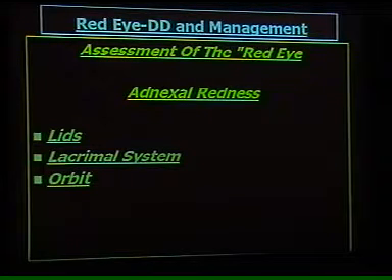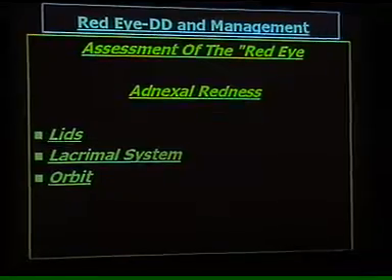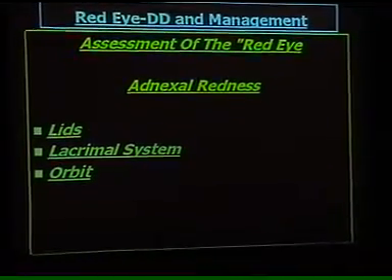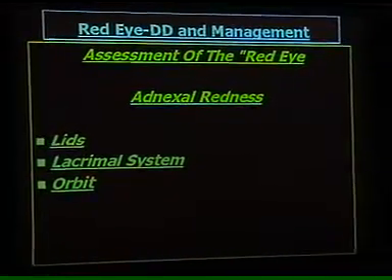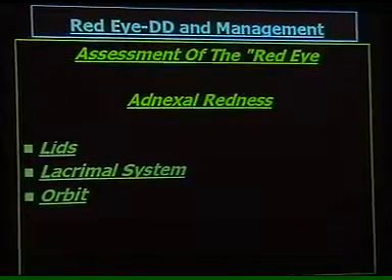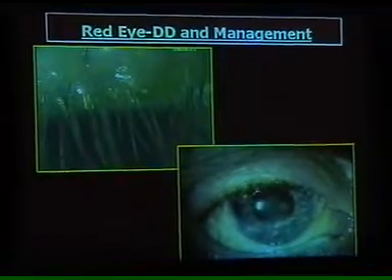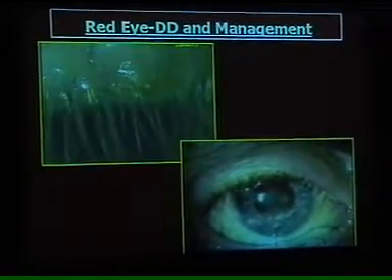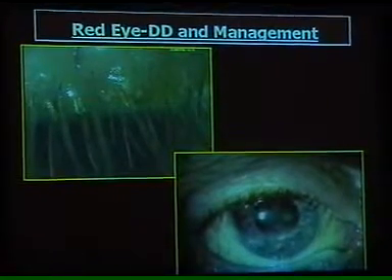Now, if we divide the red eye presentation in the outdoor, we have to relate the associated tissues present around the conjunctiva, and they are, one way or the other, responsible for the redness of the eye. Lids could be the reason, the lacrimal system, and then the orbit in which the eye is placed.